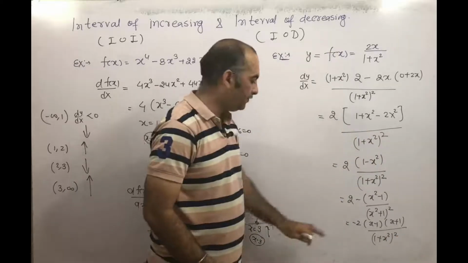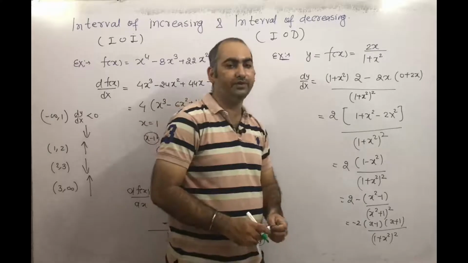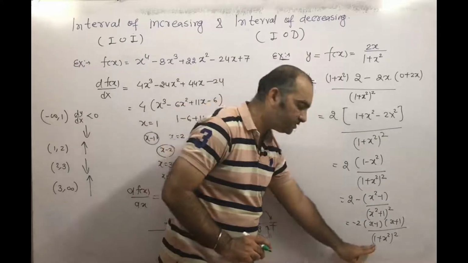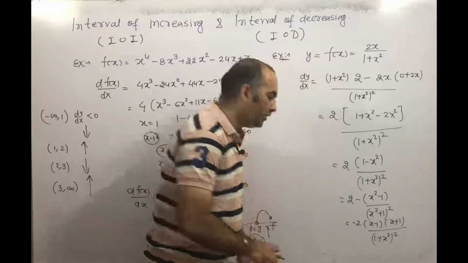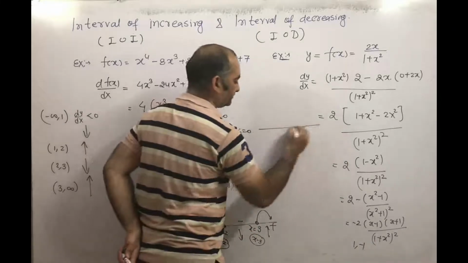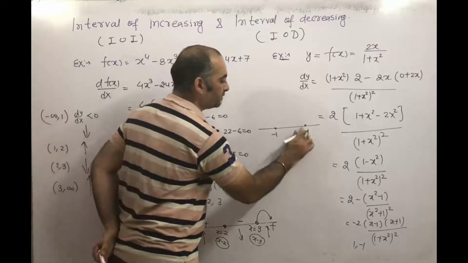Now we have to check where this is negative and where this is positive. So here we have to use the wavy curve. First we have to find the critical points. Here we can say the denominator is never 0. The numerator can become 0, so the critical points will be 1 and minus 1. Okay, so we'll draw 1 and minus 1. This is minus 1, this is 1.